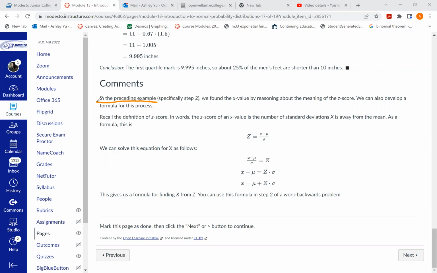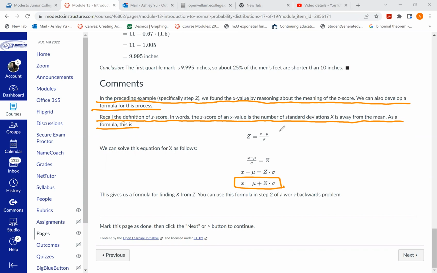In the preceding example, specifically in step 2, we found the x values by reasoning about the meaning of the z-scores. We can also develop a formula for this process. Okay, we did that above. Sorry, I kind of jumped the gun. Recall the definition of z-score. In words, the z-score of an x value is the number of standard deviations x is away from the mean. As a formula, this is this one, and this is just leading up to it. They solve for x. This gives us a formula for finding x from z. You can use this formula in step 2 of a work backwards problem.